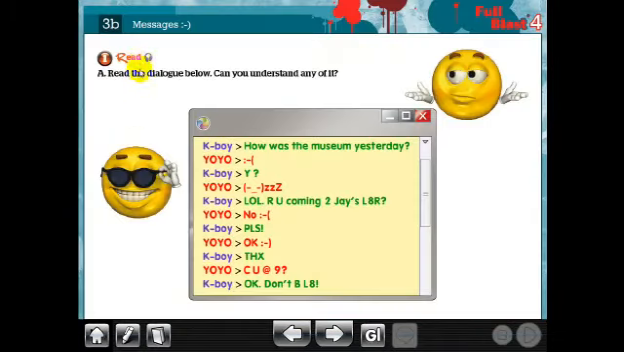Number one, read the dialogue below. Can you understand any of it? Try to read it, then we will know. Is it difficult? Okay, let's read it together.